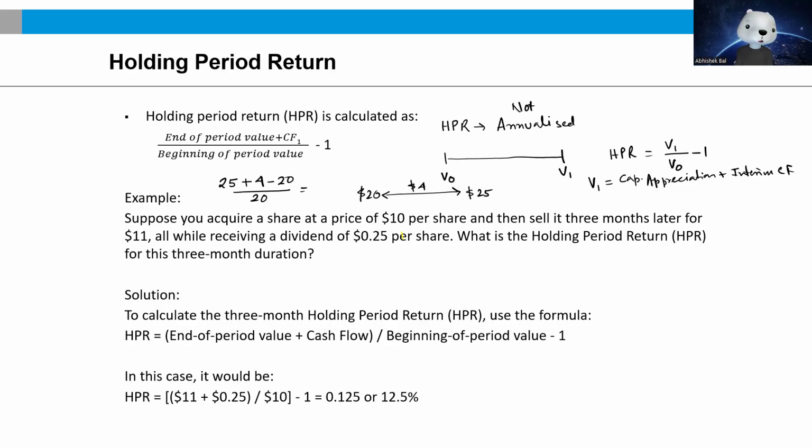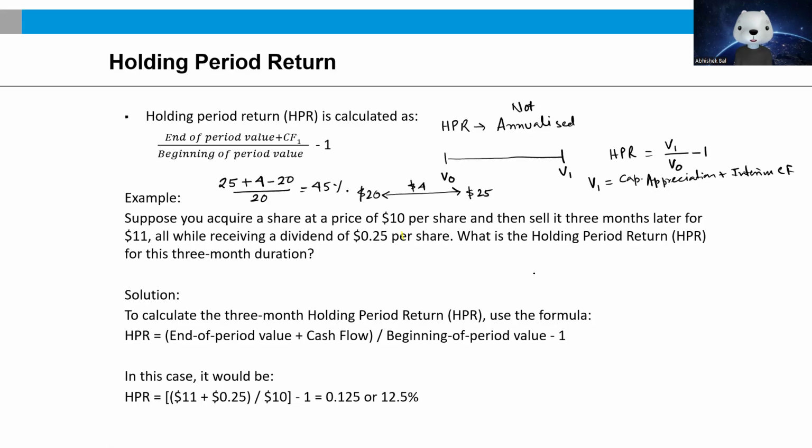Just a sec, I'll have the calculation done at my end. 45%. So this 45% is not annualized. This is a pure absolute return that has been realized over a period of 6 months. That's the definition of the holding period return.